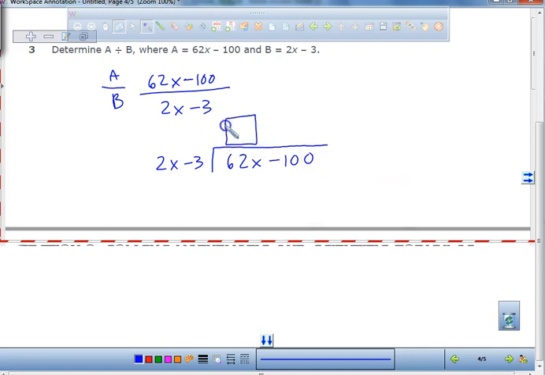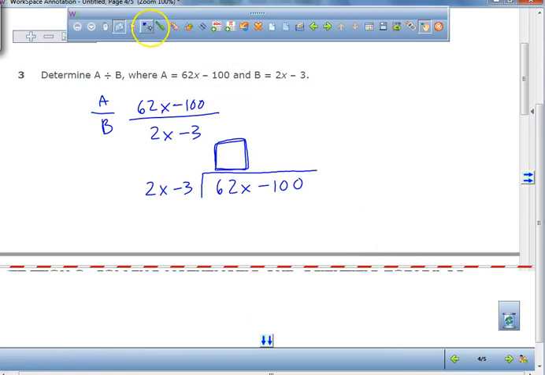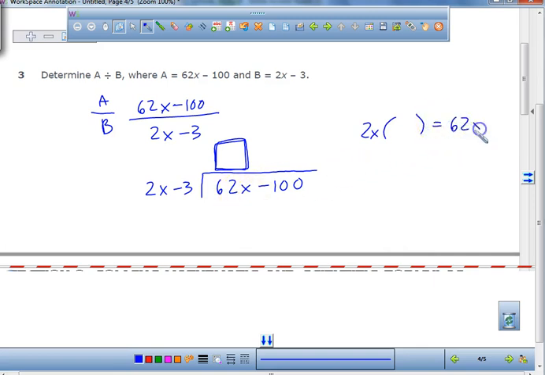First thing you've got to do is start right here. I'm letting you know, this one's actually going to have a remainder, so go as far as you can and see how far you can go. The first thing you have to ask yourself is, 2x times what gets me to 62x? What do you think? 31. You're right. Put 31 right there.